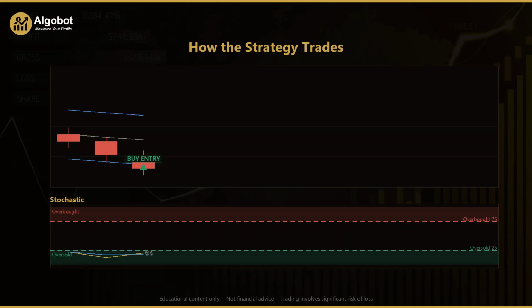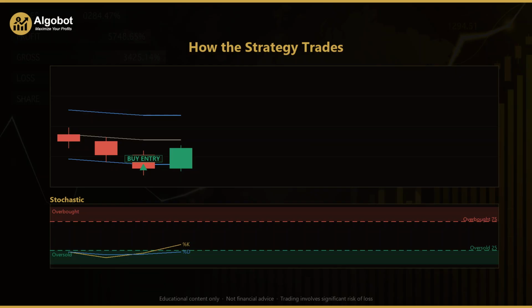Price is drifting lower, candle after candle, pushing down toward the lower band. In the panel below, the stochastic is sliding down with it, dropping into that green oversold zone. On its own, that's not enough, because plenty of markets keep falling while looking oversold. Now look at the entry candle.